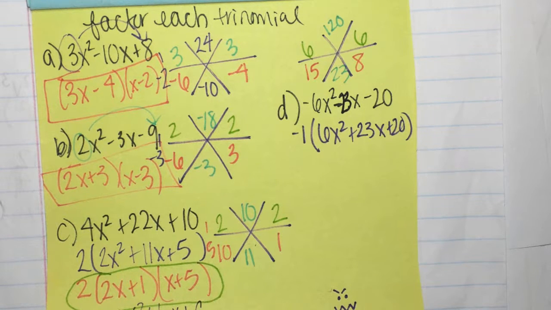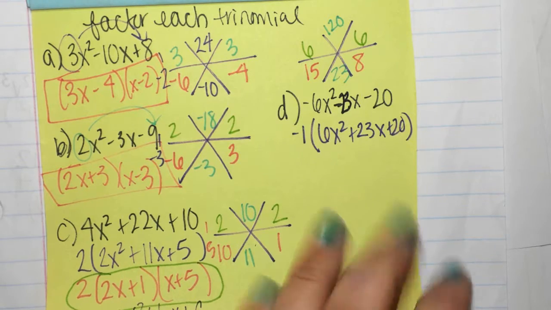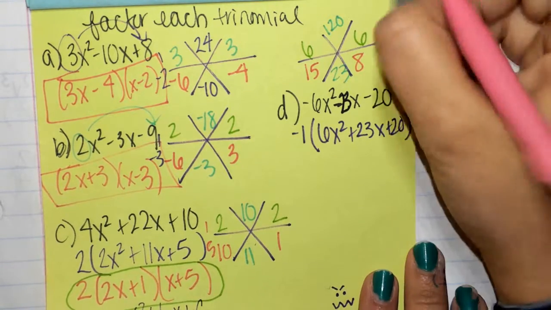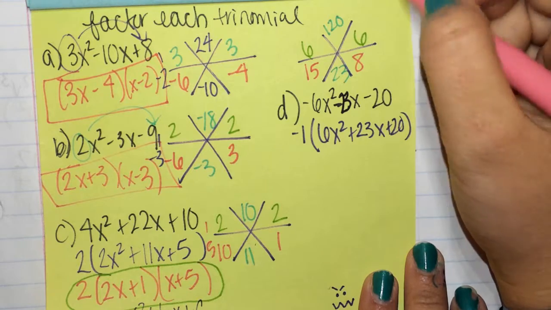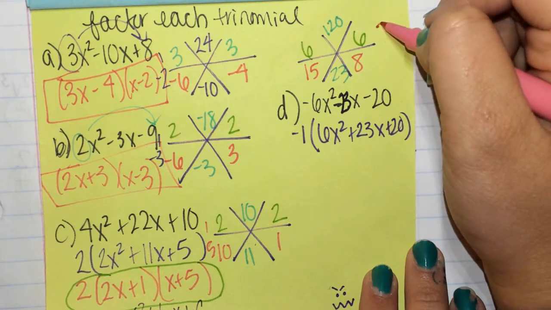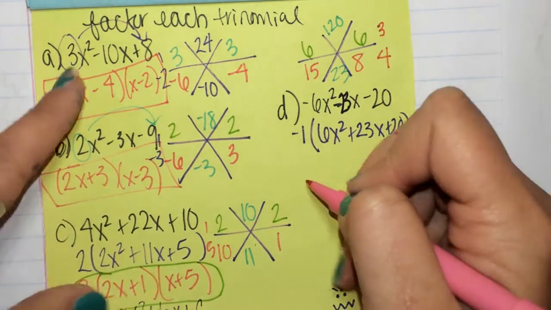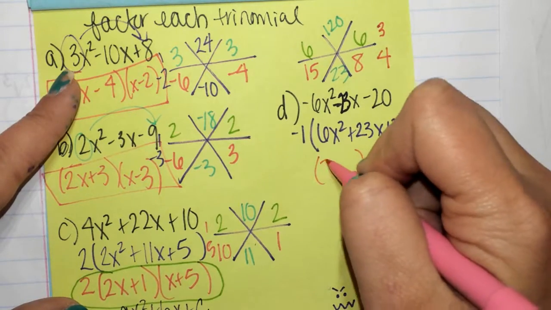All right, now, do both of these reduce? Yes. Both of them do. So what am I going to reduce 6/8 by? By 2. 3/4. So what do I write in my parentheses? 3x plus 4.